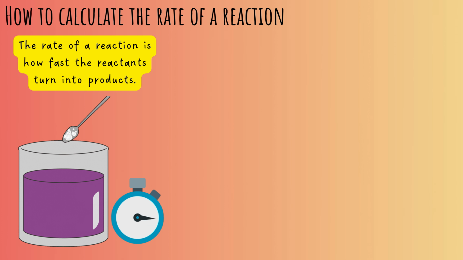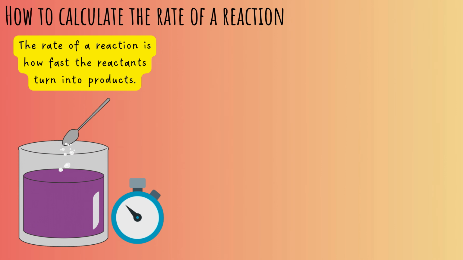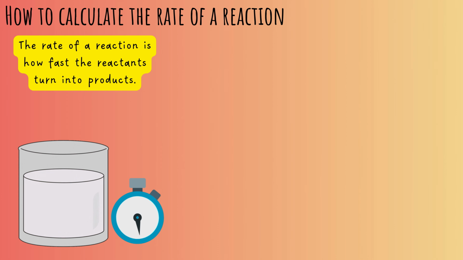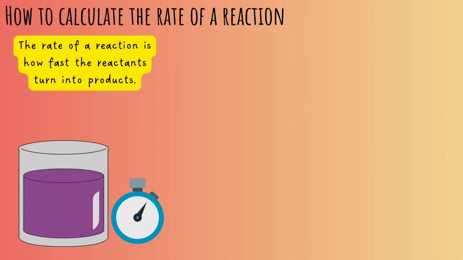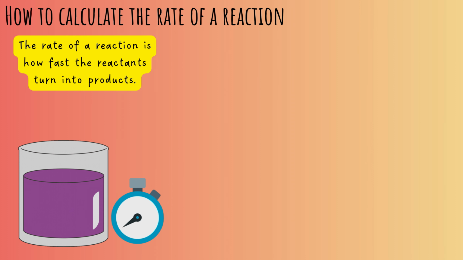So, how to calculate the rate of a reaction? The rate of a reaction is how fast reactants turn into products. Some reactions take a long time, like iron rusting, while others happen very quickly, like fireworks exploding.